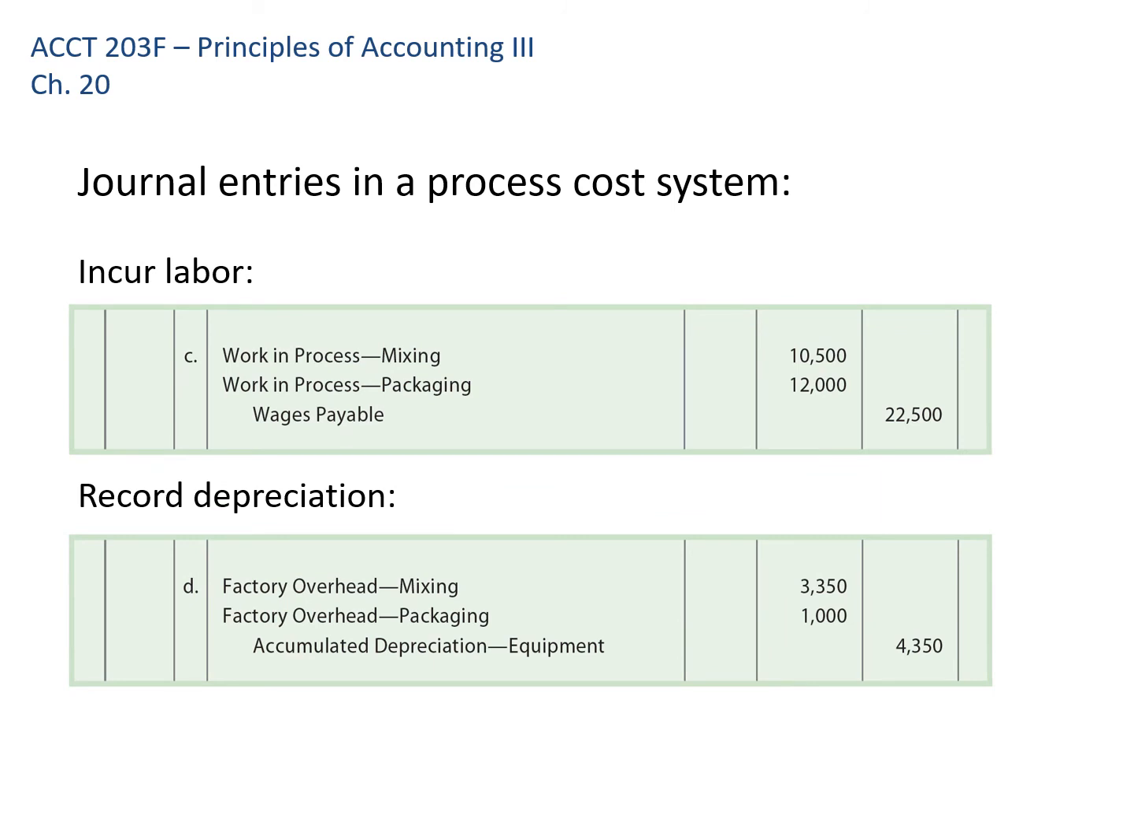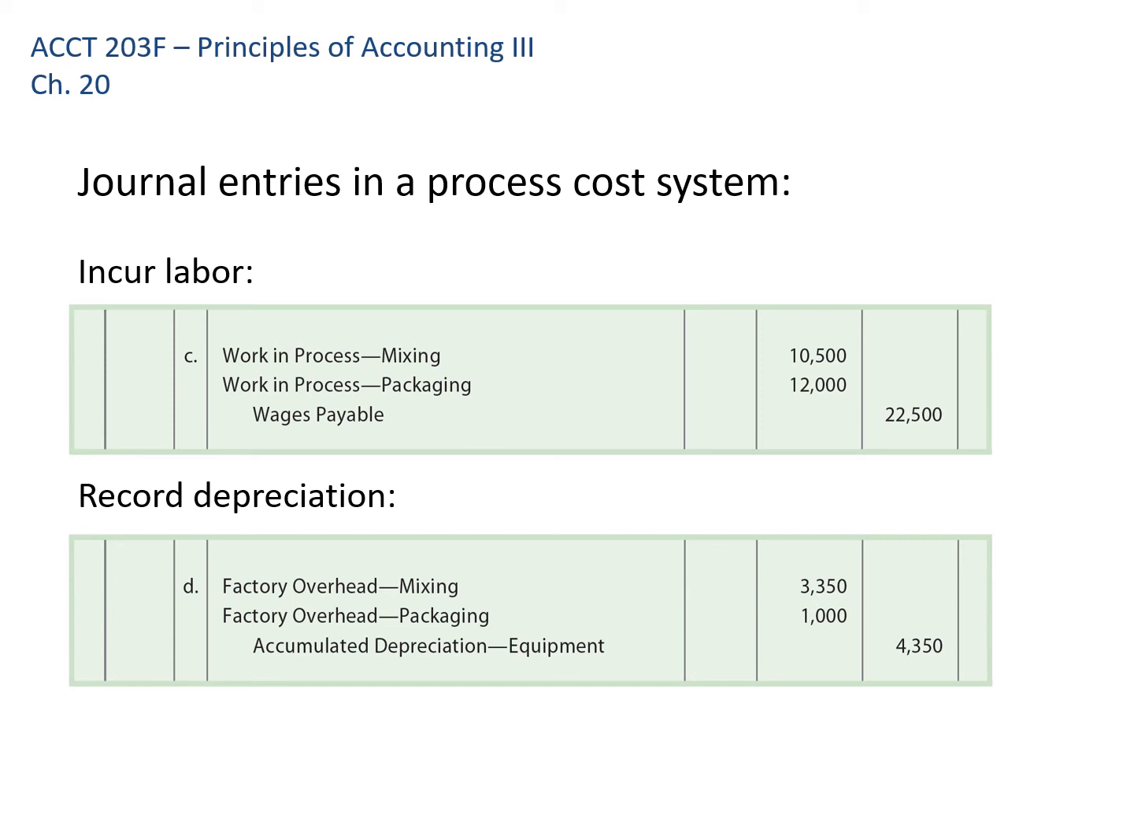Next, I incur labor. So I process payroll, and based on time cards, I know what departments to charge for the labor. So direct labor goes into work in process mixing, direct labor goes into work in process packaging, and I credit wages payable. I record depreciation. Instead of recognizing depreciation expense, it's a product cost, so it's going to attach itself to the product, okay? So I'm going to debit the factory overhead accounts.